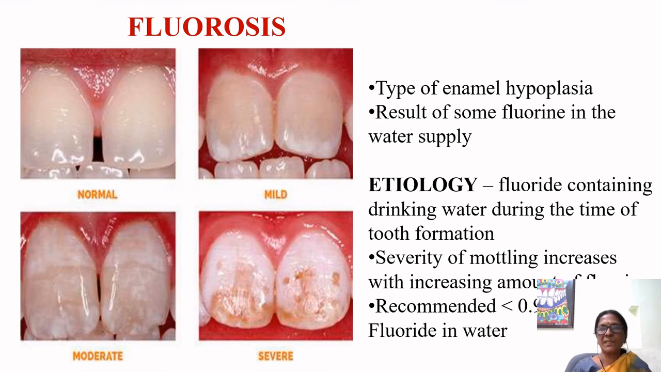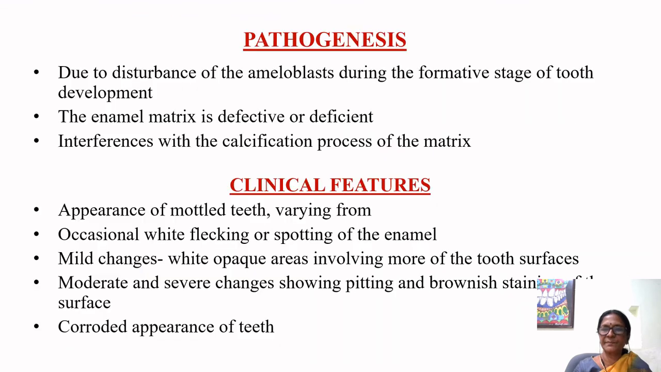Next is fluorosis. This type of enamel hypoplasia results from excessive ingestion of fluoride from the drinking water. Severity of mottling increases with increasing amounts of fluoride. Pathogenesis: due to disturbances of the ameloblasts during the formative stage of tooth development, the enamel matrix is defective or deficient, with interference in the calcification processes of the matrix because of excessive fluoride in the drinking water.